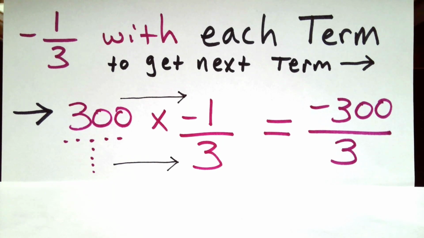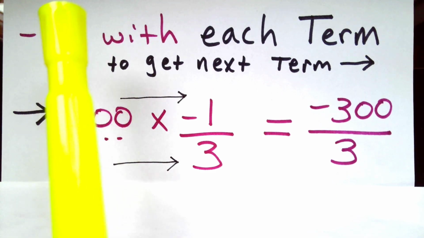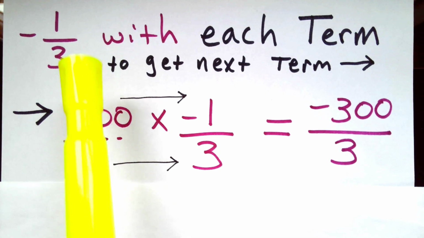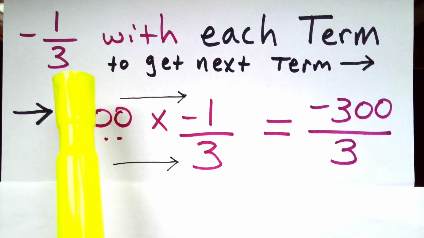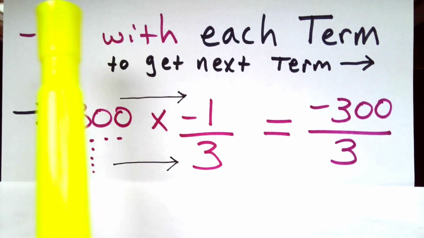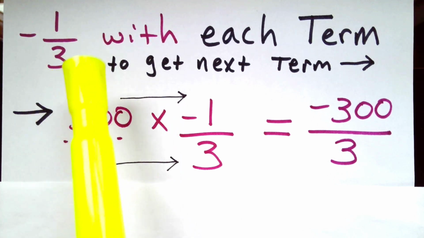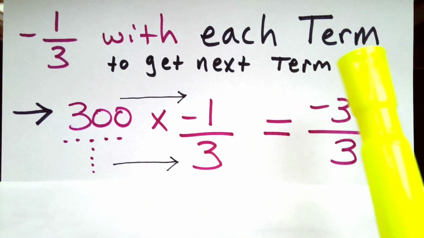All right, welcome back to part 2 in determining the next term in the geometric sequence. So we figured out that the ratio between each of these terms is a negative 1/3. We did that by taking term 2, negative 100, and putting that on top, and then taking term 1 and putting that on the bottom, and we reduce the fraction to get a negative 1/3. Right? Now we're going to multiply that negative 1/3 with each term to get the next term in the sequence.